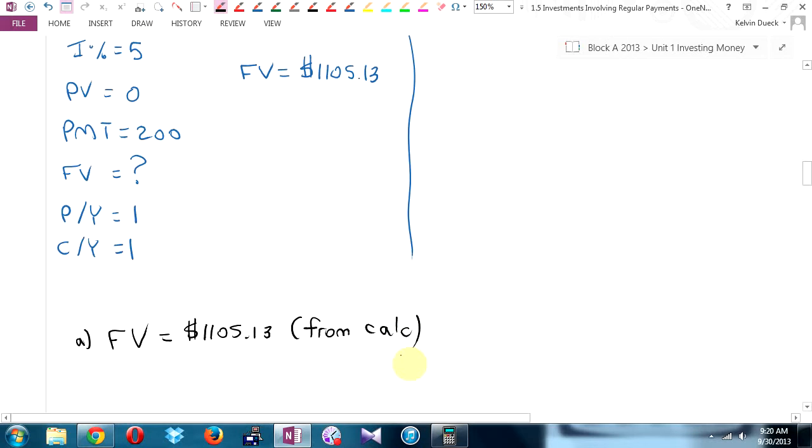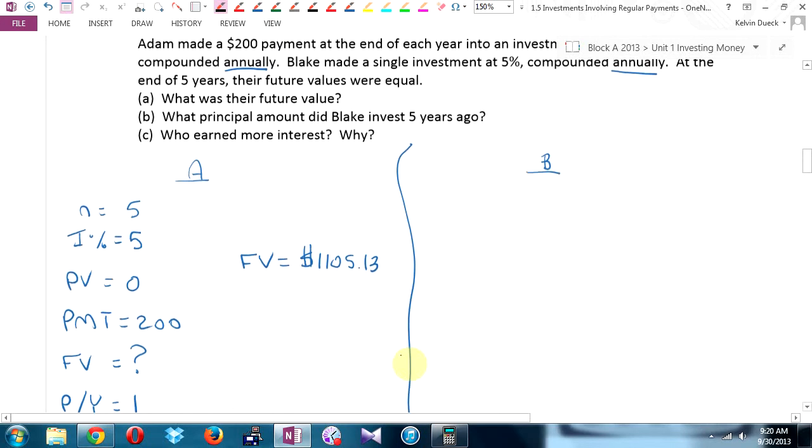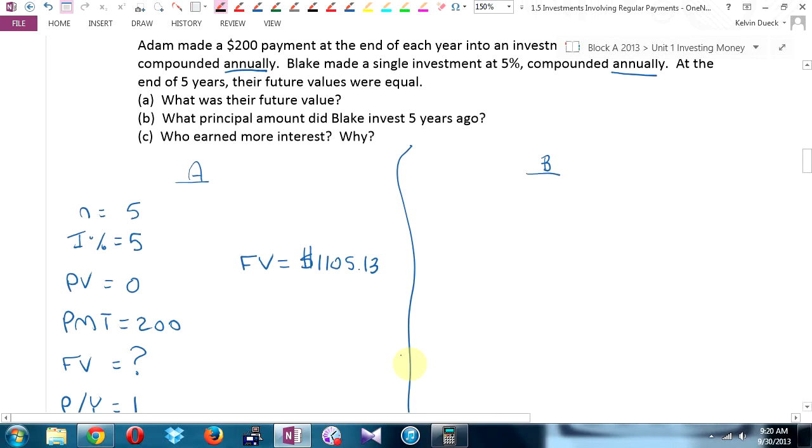And you'll notice I haven't even started looking at the second guy yet because it says they have the same future value. Yeah, it says their future values were equal. And I had enough information to find it from the first guy. Emma, what's B asking me to find? What did Blake start with? Okay, we're going to do the same thing, except on our graphing calculator, we're going to put a 0 in for principal value, and we'll put 1105.13 in for final value.